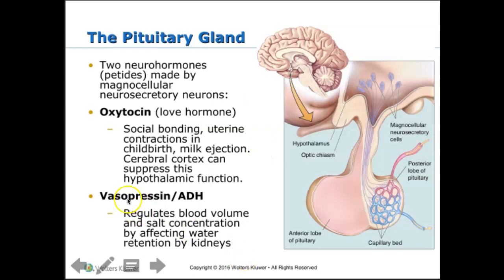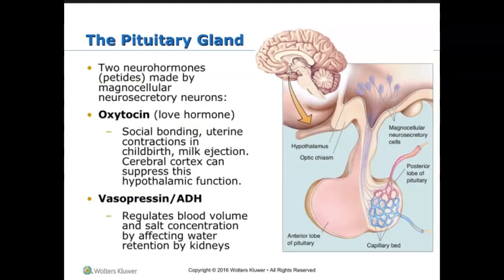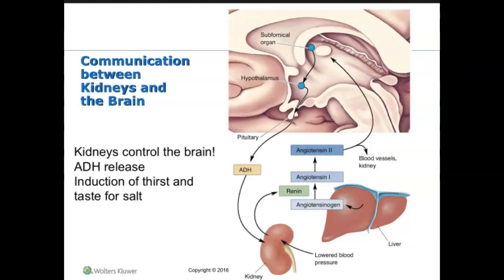The second hormone that's released by the posterior pituitary, a very, very important one, is ADH. ADH is also known as the antidiuretic hormone, and that's a hormone that regulates blood volume and salt concentration. So how does this work? Let's look at the loop and the communication.